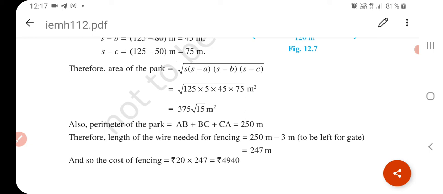Now how much wire will we need? Obviously it will be according to the perimeter. Okay, so 250 minus 3, because how many meters are left for the gate? 3 meters are left. Okay, so 250 meter minus 3 meter, so we can get 247 meter. Now the cost of fencing is ₹20 per meter. So 247 into 20, and we get our answer, ₹4940. Okay, understand? So this way we can find the answers.